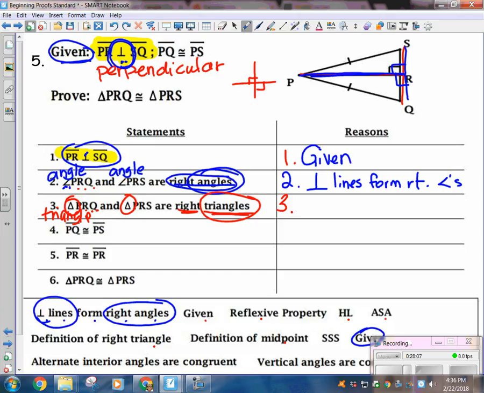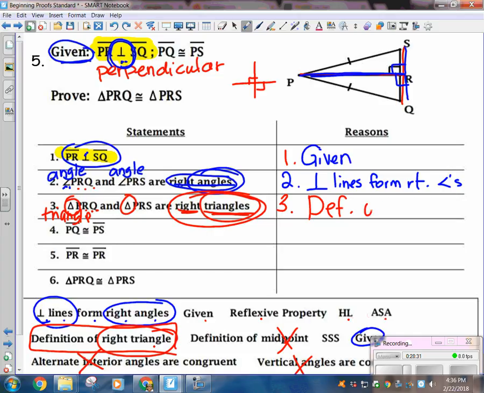Definition of midpoint? No, they didn't use the word midpoint ever and probably don't need that. Alternate interior angles? I don't have anything this time that looks like a Z. And vertical angles? Well, I don't have anything that looks like an X. So I guess right triangle. Notice it says right triangle, and up here we're trying to say that they are what? Right triangles. So if you've got a right angle in it, it is definitely a right triangle. Okay, definition of right triangle.